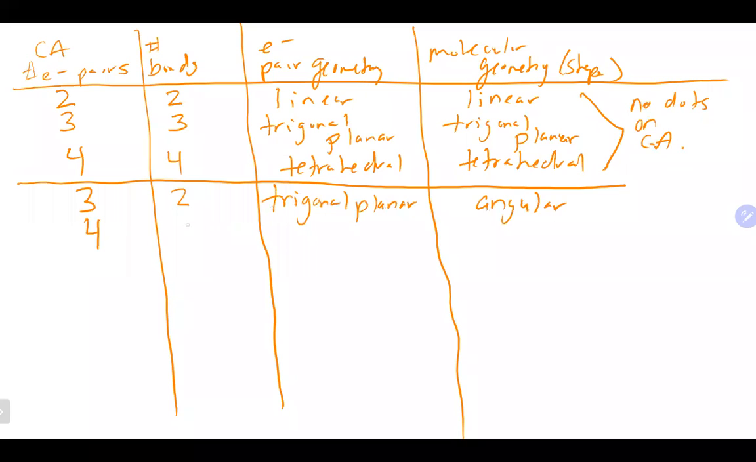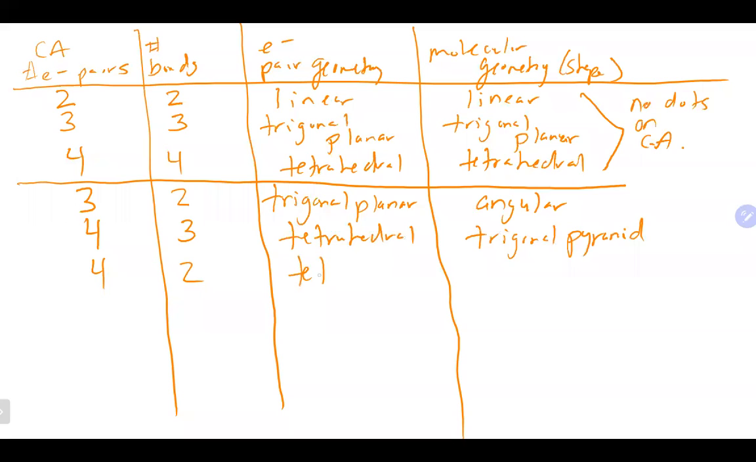4 electron pairs and 3 bonds. 4 electron pairs would be tetrahedral. And that would be our trigonal pyramid. And 4 electron pairs and 2 bonds would be our tetrahedral. And for the shape would be our bent, our V-shaped. And obviously on these guys, you have dots, right, on the central atom. And that is where we see the 2 names basically be different.